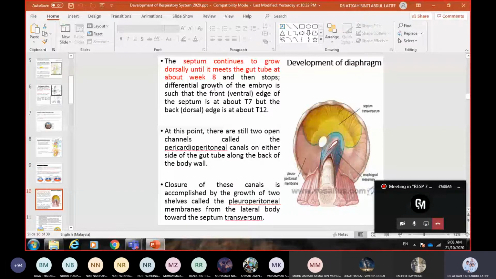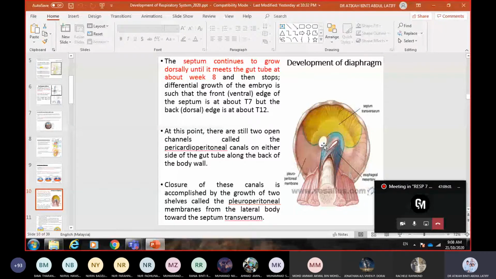So what happens at about week 8, the septum continues to grow dorsally until it meets the gut tube. So and then it stops. Okay, so you can see this is the septum transversum. It continues to grow dorsally or towards the back, and until it reaches this gut tube. The gut tube will be here. Okay.